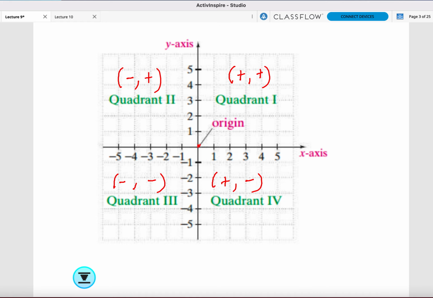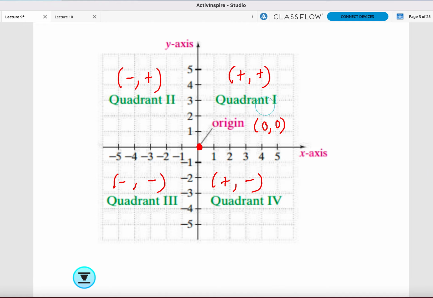In quadrant 4, the x is back to being positive, but the y is still negative because it's below the x-axis. Keep in mind that the middle point where both the x and y axis meet is called the origin, which is just 0, comma 0. So if you wanted to graph 3 comma 2, it will be right here. 3 comma 2. That's just in case you wanted to know how to plot a point, guys.